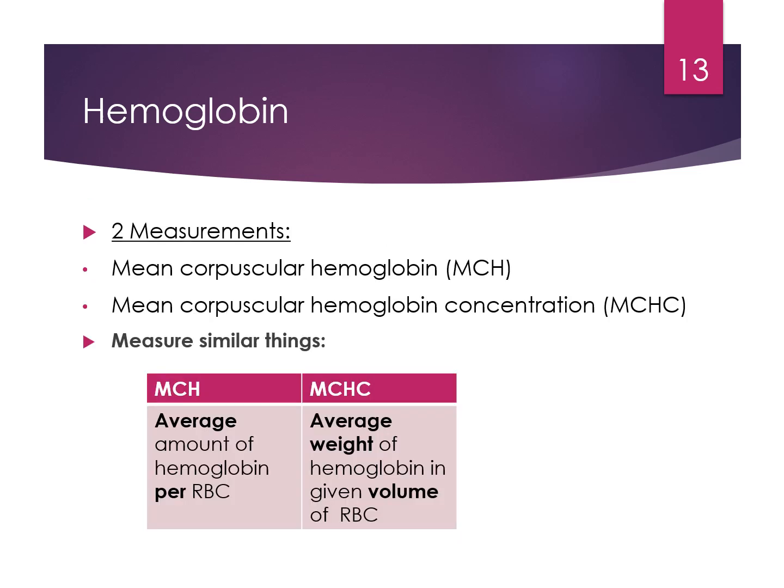So again, here's a slide to further explain what the MCH and the MCHC mean for us as practitioners. The average amount of hemoglobin per RBC would be our MCH. The average weight of the hemoglobin in a volume of the RBCs would be our MCHC. So think about your amount compared to the average weight. That's how you differentiate the two.